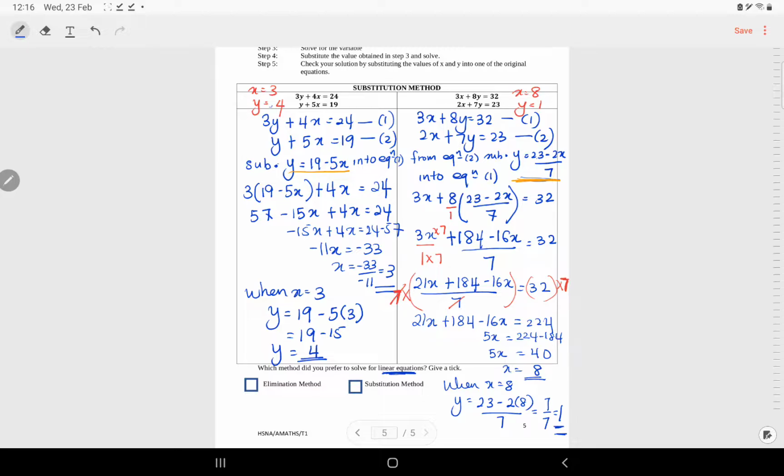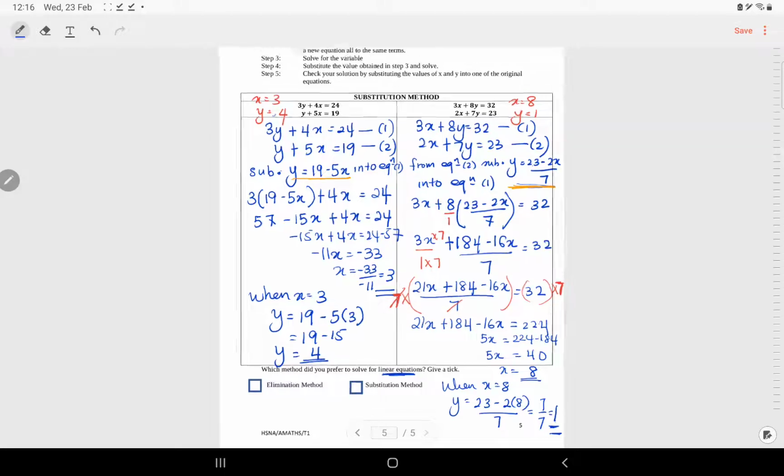It is longer in this case because it involves fractions. Okay, so for two linear equations, elimination is a much quicker method than substitution. But for your syllabus sake, I still need to show how the substitution method works. So there you go, guys.